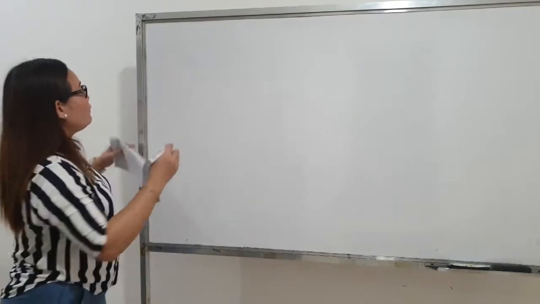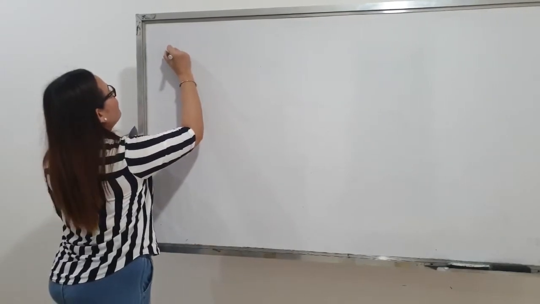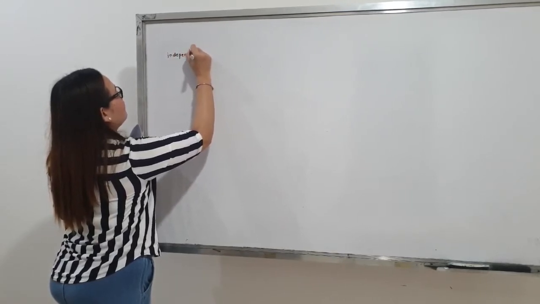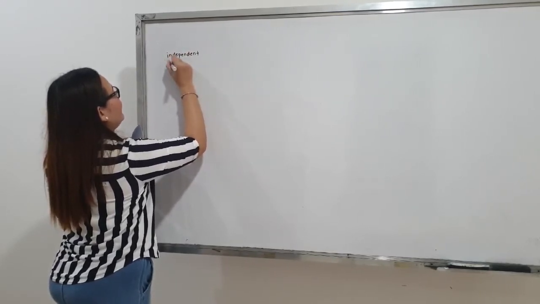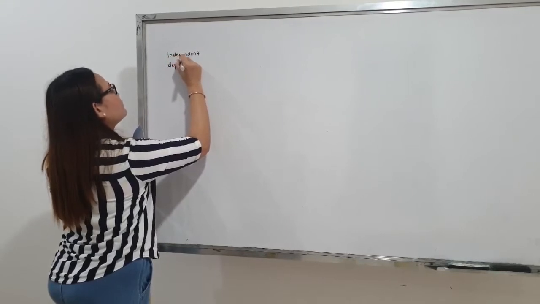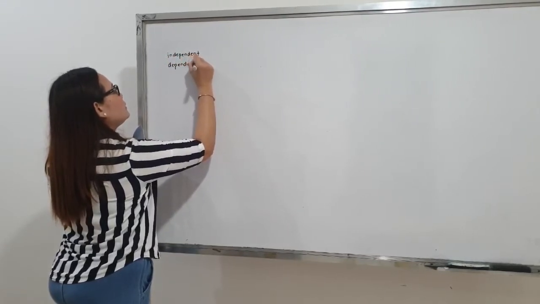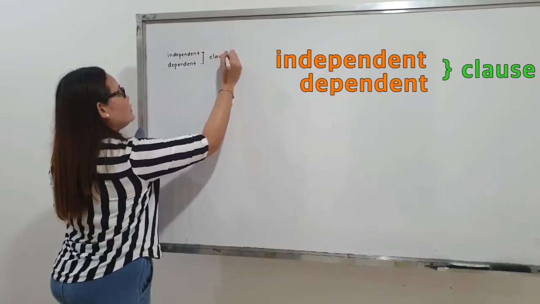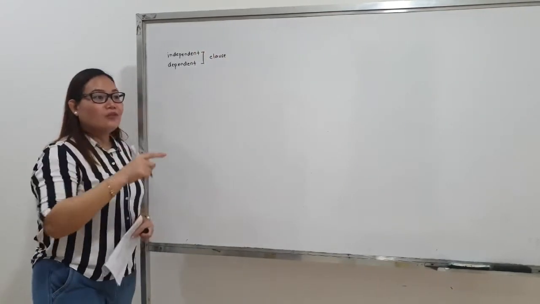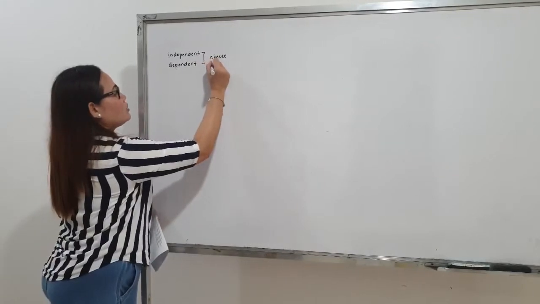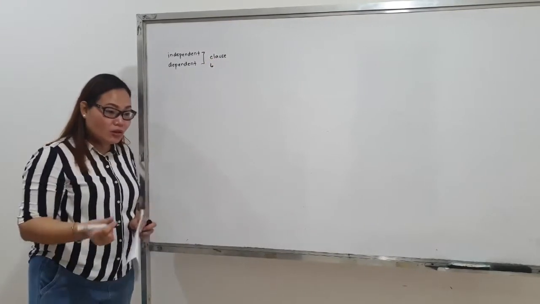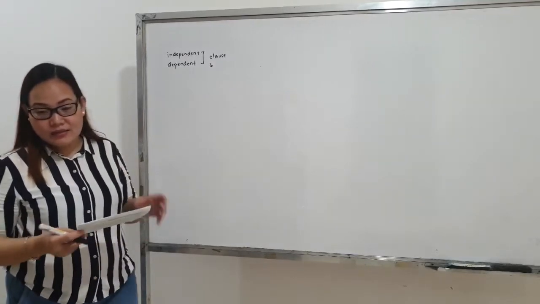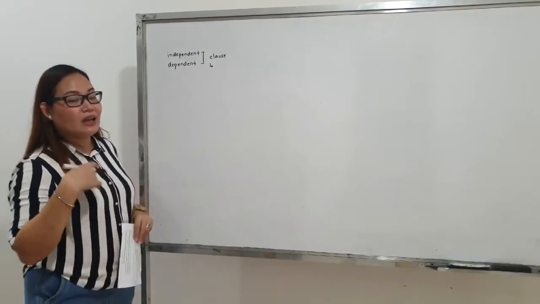You have heard the words independent and dependent. In my previous video, I already mentioned the word clause. When you say clause, it is a group of words that has a subject and a predicate.